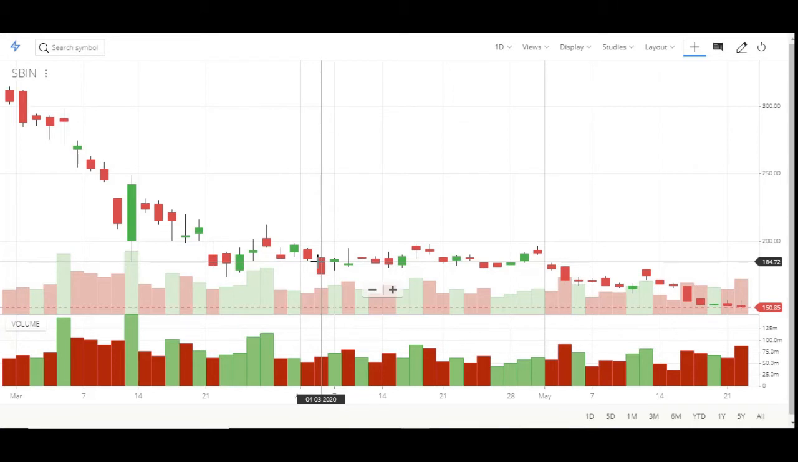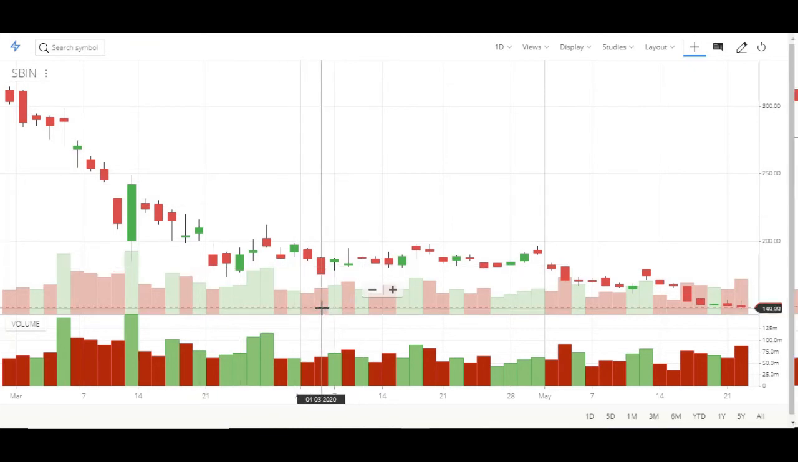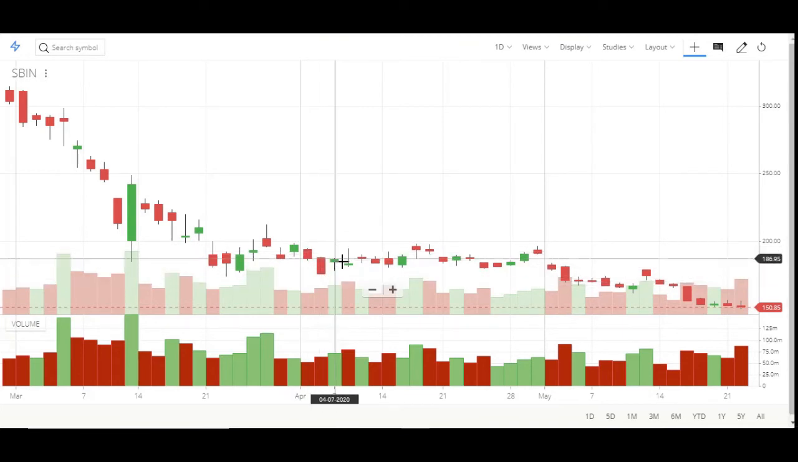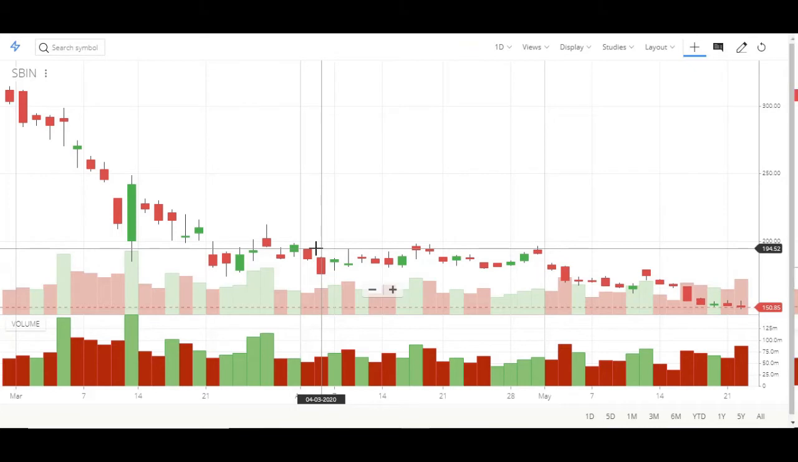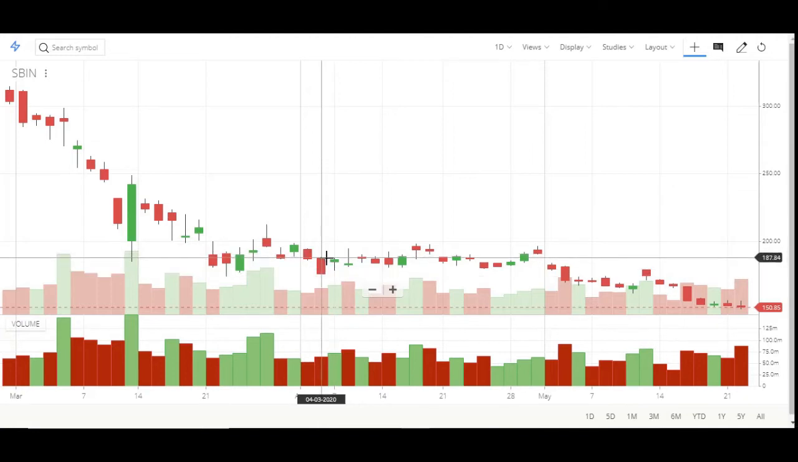I'll show an example with the SBI stock. Here you can see that on the 3rd of April a bearish Marubozu candlestick formed. If you find a bearish one, you should go short below the low of the Marubozu candle. Here the low of the candle is 175.82, so you can go short below this level, and you should maintain the stop loss at the high or open price of this candle, which is 188.20.